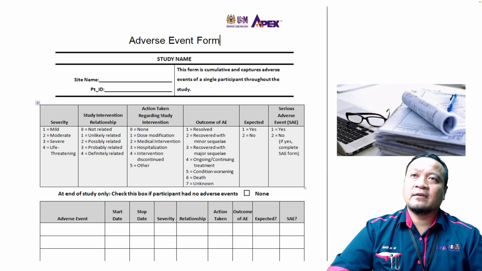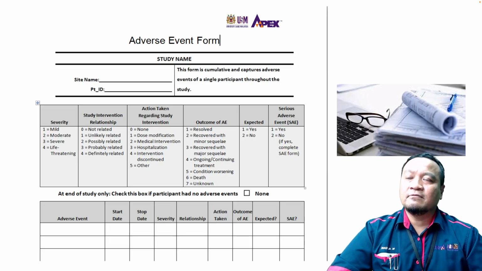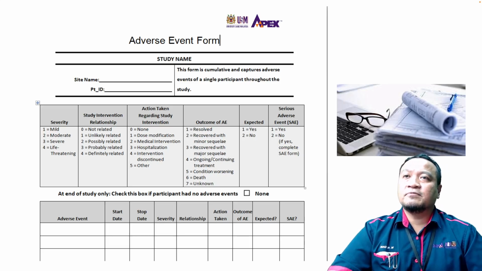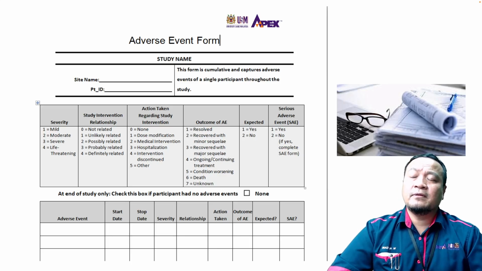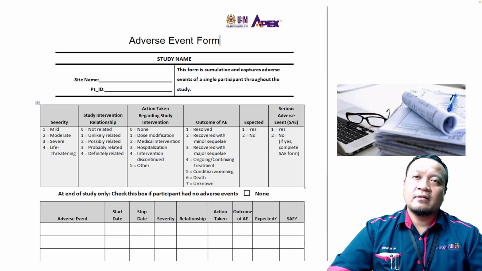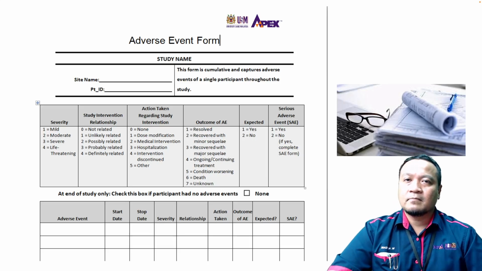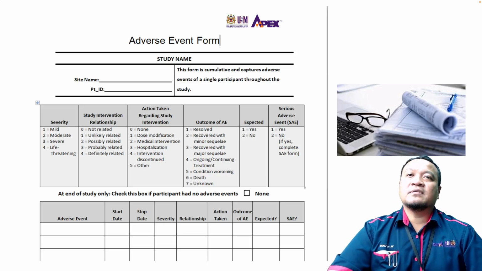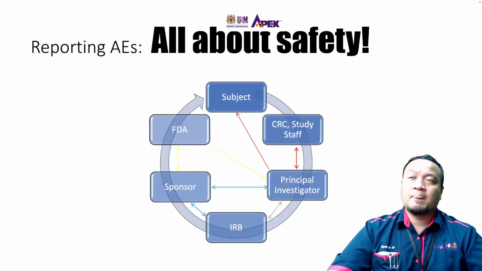You would have the site name, patient's ID, and then the diagnosis or AE itself, and then the grading of severity, relationship to the IP, action, outcome of the AE, for example death or worsening of condition, for example expected or not expected, and whether it fulfills the serious adverse event definition, and then all the treatment taken for this AE.